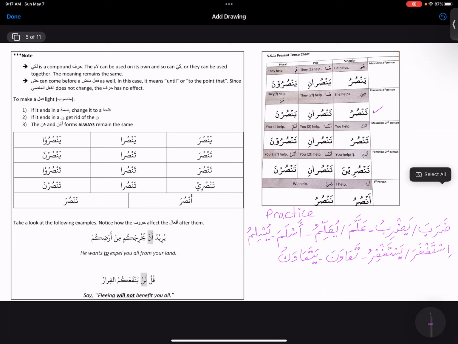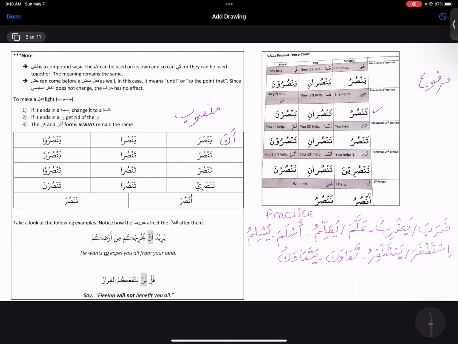Very good. Okay, so this is the regular. What mood does this chart have for fail mudariya? Marfu. So this is basically the marfu version. Now we are going to learn the mansoob version. Now you look over here. It says yansura. Let me put some word over here. The first one was an, right? So I'm going to put an here. So an has come, and it will make yansuru into yansura.